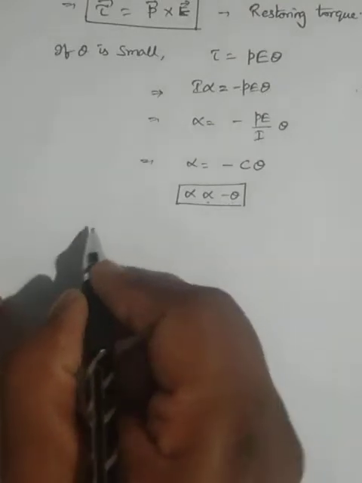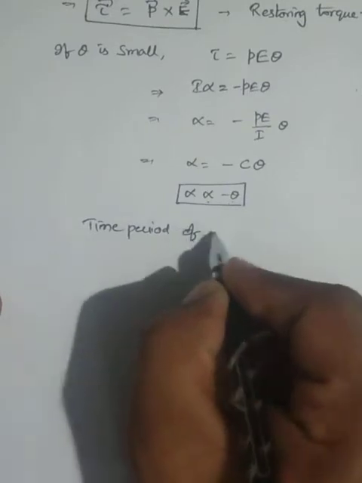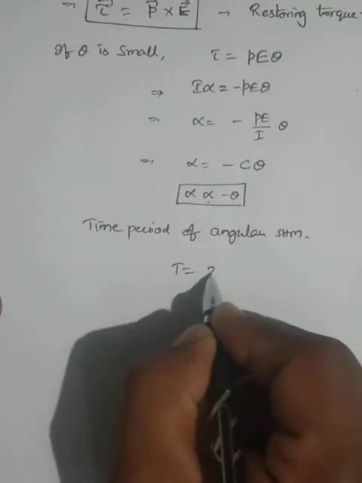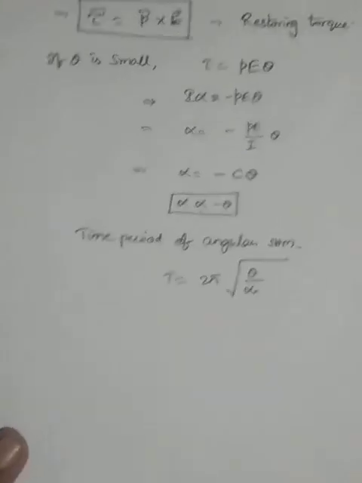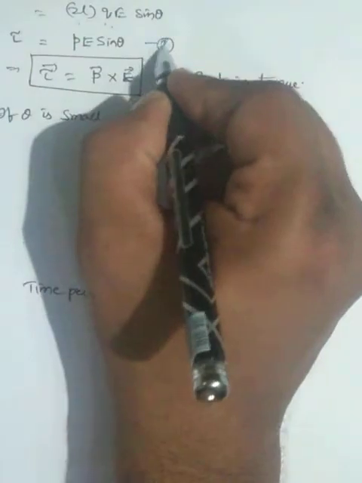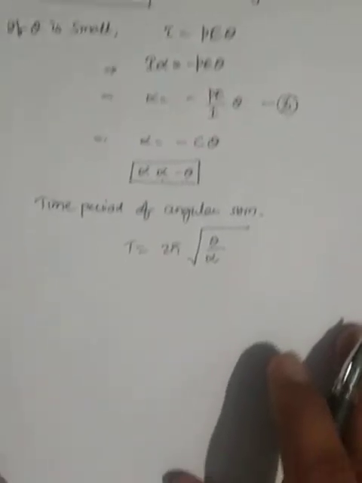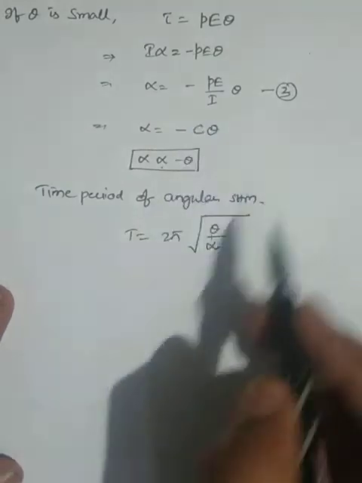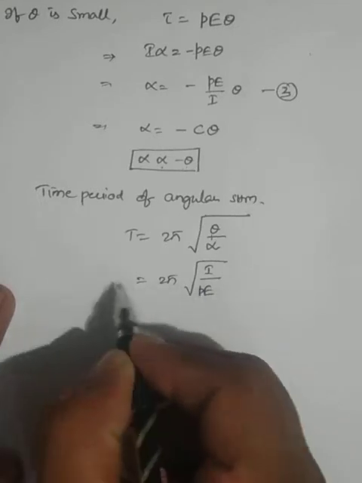For the expression, the time period of angular SHM T is equal to 2 pi into root over theta by alpha, right? This is equation 3. From equation 3 we can say theta by alpha is nothing but I by PE. This implies T is equal to 2 pi into root over I by PE.